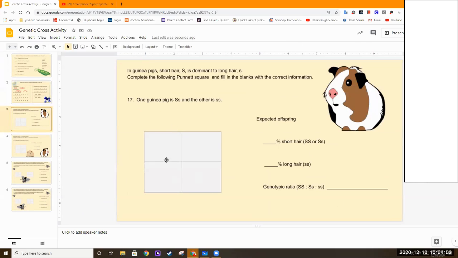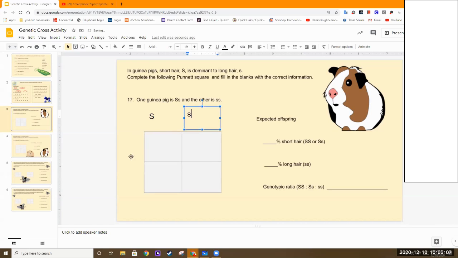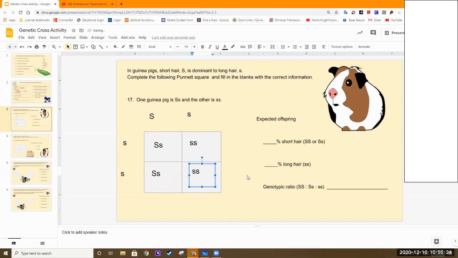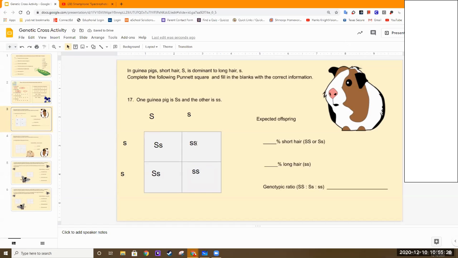This one would be a mono. So you have one guinea pig that is big S, little s. The other is little s, little s. Short hair is dominant to long hair. So you'd put one parent here, the other parent here, and then you would do the cross. So it's big S, little s in the first one. In this one, little s, little s. This one, big S, little s. And then little s, little s. Okay? So we have that.